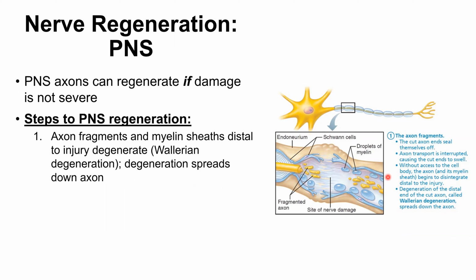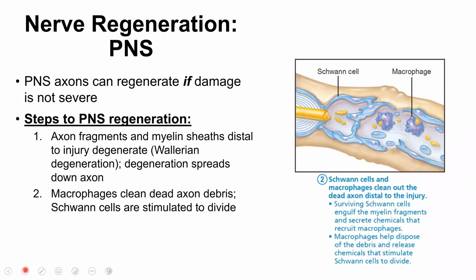All right, so that's what you see happening down here, these fragments of myelin sheath, these droplets rather. This is called Wallerian degeneration. And this degeneration is actually going to start spreading all the way down the axon. So that's step one. Step two is macrophages, which are basically little immune cells that are going to eat up stuff we don't want anymore. So the macrophages, you see them in here, they're going to clean out the dead axon debris.